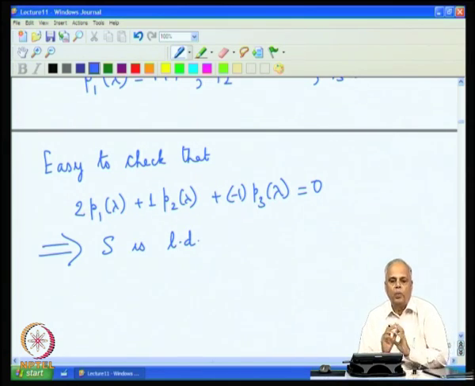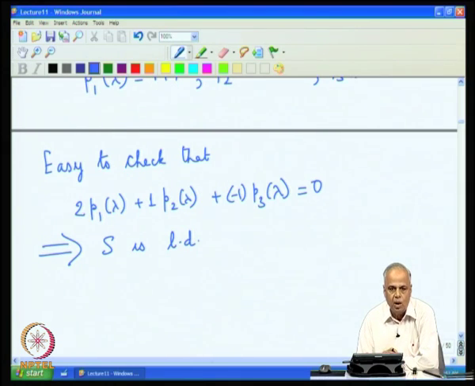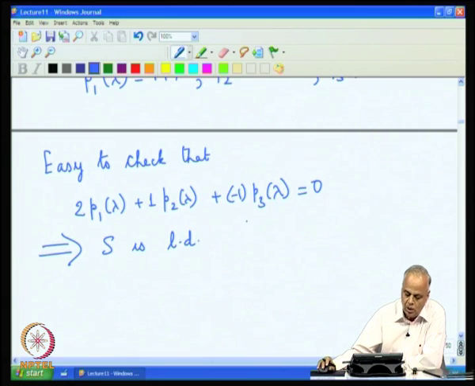So, now we have seen some examples of what it means to say when a finite set of vectors is linearly independent. In order to show that something is linearly independent, we assume a linear combination to be 0 and then we try to conclude that all the coefficients must be 0. In order to prove something is linearly dependent, we try to produce non-zero coefficients with which we can form a linear combination of the given vectors to produce the 0 vector.